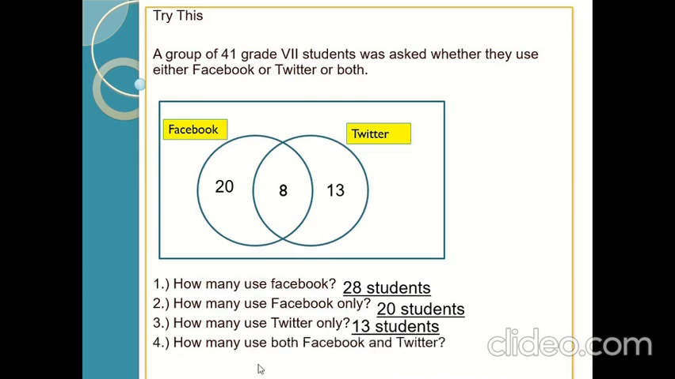Next, how many use Facebook and Twitter? Remember the word both and both, that means get your answer in the intersection of the two sets. So that is 8. Correct.